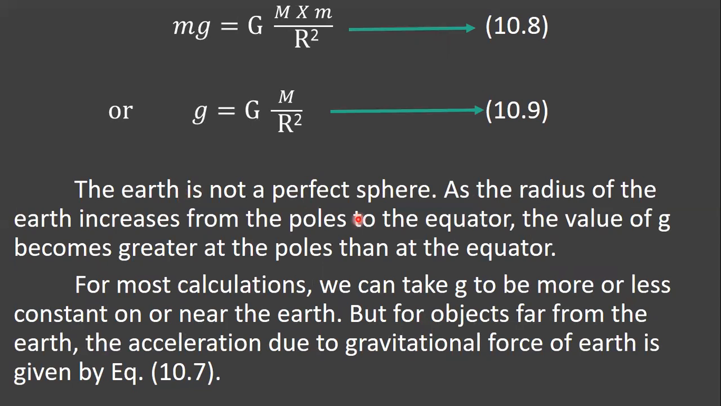The earth is not a perfect sphere. See children, the earth is not a perfect sphere. As the radius of the earth increases from the poles to the equator, the value of g becomes greater at the poles than at the equator.